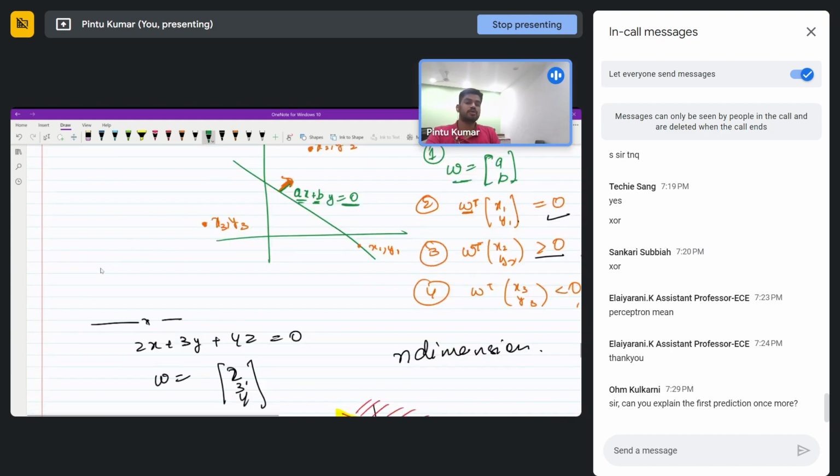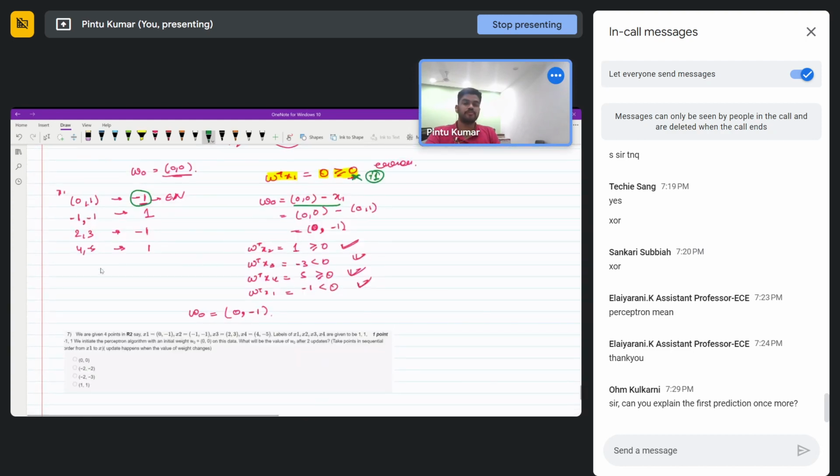Okay, so I am doing my W to be W minus X. So (0, 0) minus (0, 1) is (0, -1). Now I have obtained a new W. I'll do the same thing with this new W for the other points also.